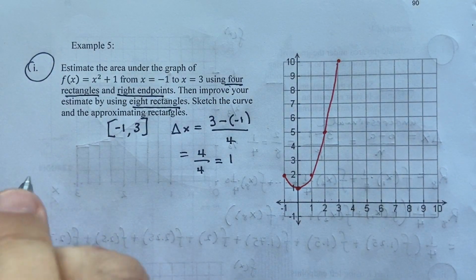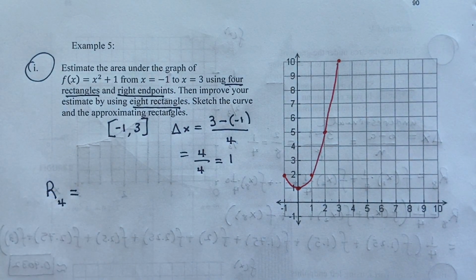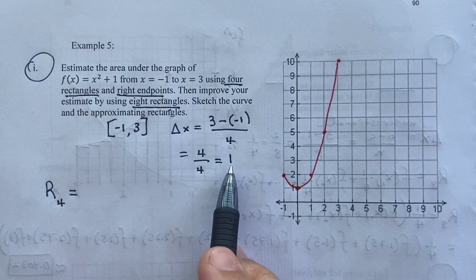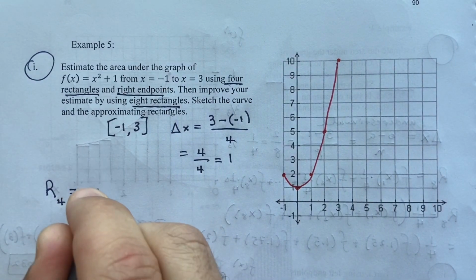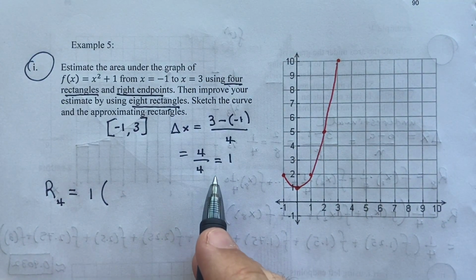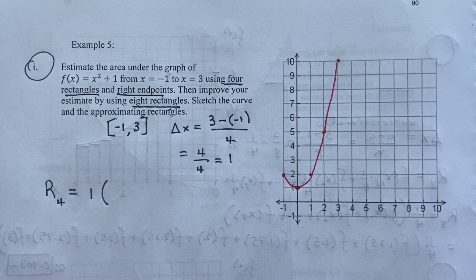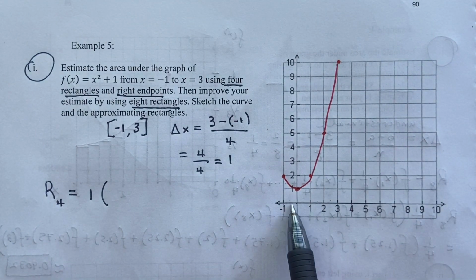So the approximate area using 4 rectangles, I'll go ahead and factor out that 1. That's delta x. You can always factor that out. And then I'll have f of, let's draw the rectangles actually. Right endpoints, so here's my first interval.